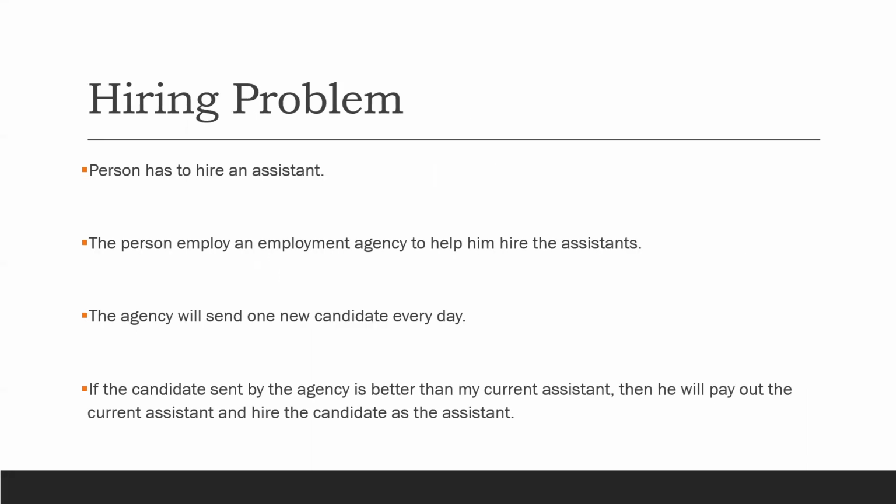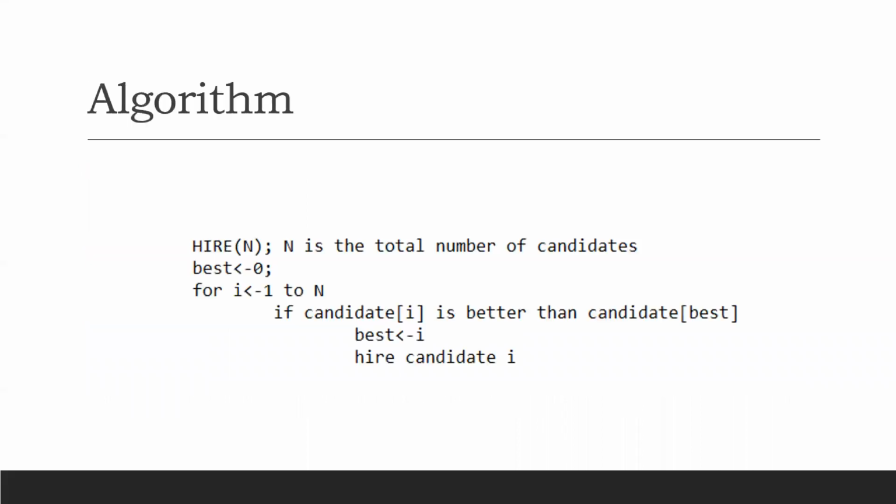So what basically is the hiring problem? In the hiring problem, a person is trying to hire an assistant, and that person employs an agency to send them one candidate every day. Now, if the candidate sent by the agency is better than the current assistant that the person has, he will pay out the current assistant and then hire the current candidate as the new assistant.